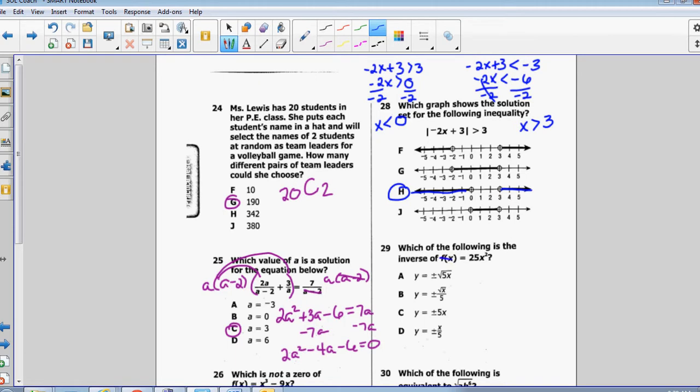29 is an inverse problem. So remember, for inverse, you flip the x and y. So f of x means y. So now I'm going to change them, and I have x is equal to 25 y squared, and I'm going to divide by 25.